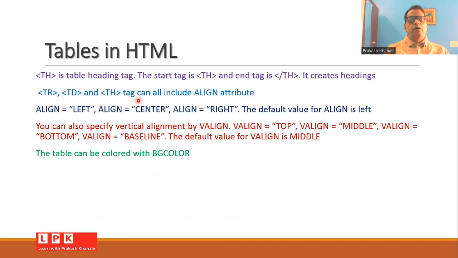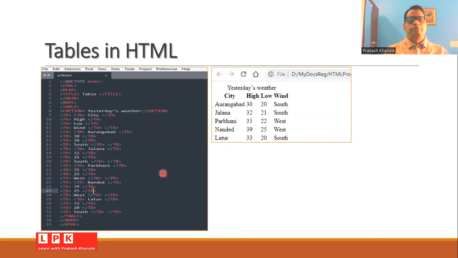Also, you can include the align attributes for all such tags, that is tr, td, and th. Align can be left, center, or right. By default, the align is always equal to left. You can also specify the vertical alignment by v-align. V-align is equal to top, or you can make use of middle, or bottom or baseline. The default value for the vertical align is the middle. And the table can be colored also. You can make a colorful table by using the background color.